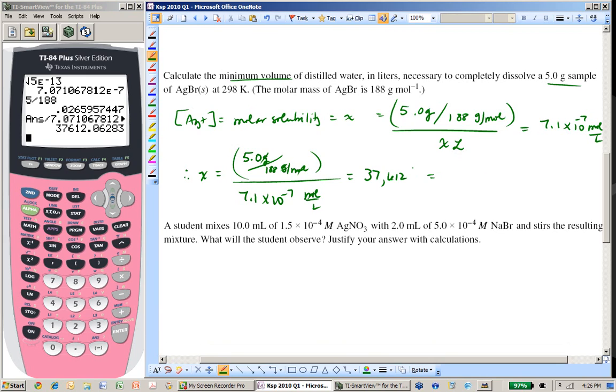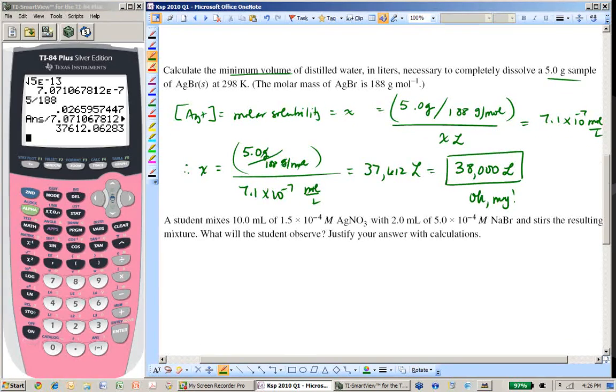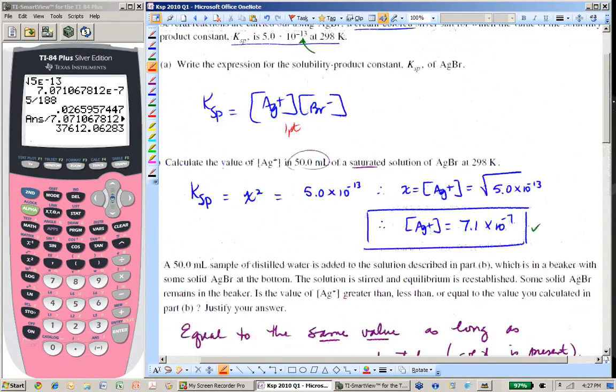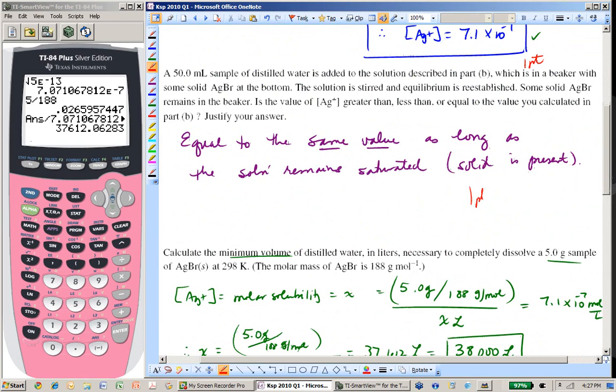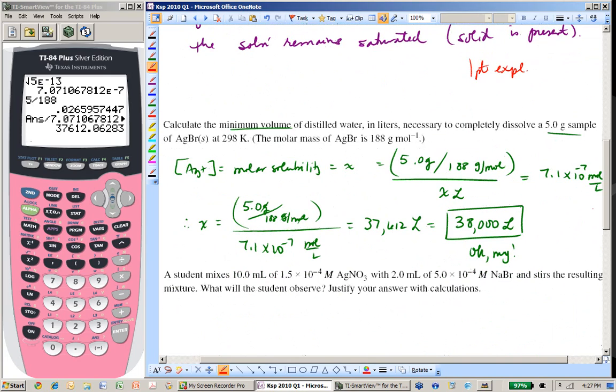That's calculator vomit. You need how many sig figs? 2. 5.0 gram sample. 38,000 liters. That deserves an oh my, in honor of Dorothy in The Wizard of Oz. Okay, so let's talk points up to here. 1 point for that pity point up there at the beginning. 1 point for this. 1 point with the explanation here, the easiest point. Is the solution saturated? Solution saturated, concentration stays the same. 1 point for being able to calculate moles. And then 1 point for the final answer.